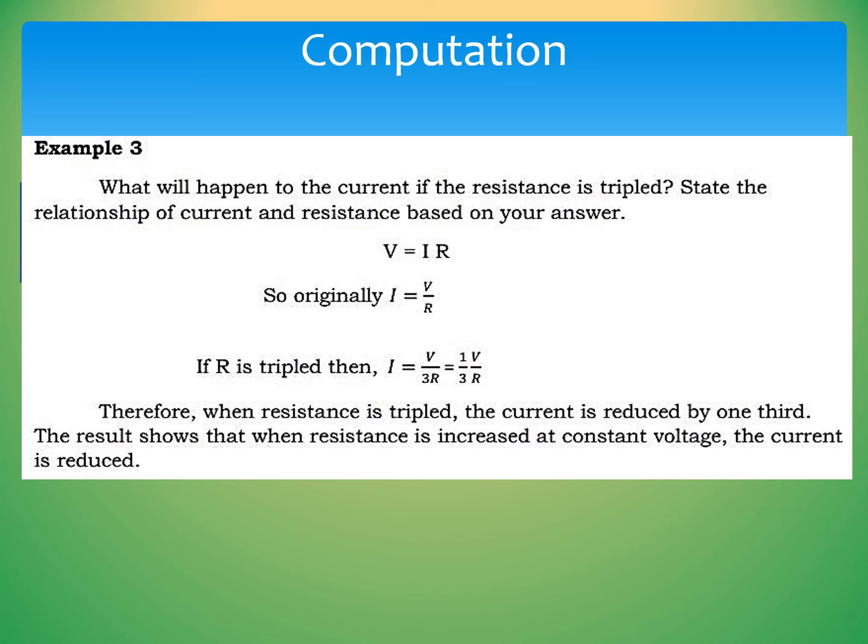So if R is tripled, as indicated, you have shown here that 1 over 3, as represented for the voltage 1 over 3, which is the equivalent of resistance, or 1 over 3, or 1/3. Therefore, when the resistance is tripled, the current is reduced by 1/3. The result shows that when resistance is increased at constant voltage, the current is reduced. So this is the explanation for this example number 3.